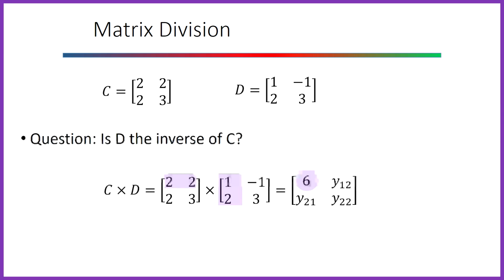If the first element of the matrix is 6 and not 1, then we know that it cannot be the identity matrix. We don't even have to finish multiplying this matrix out. It is definitely not the identity matrix, so D is definitely not the inverse of C. Okay, so we figured out how to determine whether or not two matrices are inverses. Our next step is to come up with a way of finding the inverse.